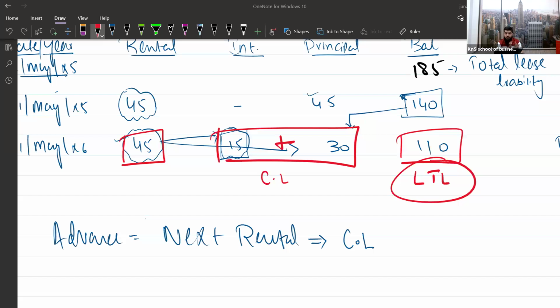Or in short, if you just summarize it, the current liability is going to be the rental amount. The next rental is going to be the current liability.